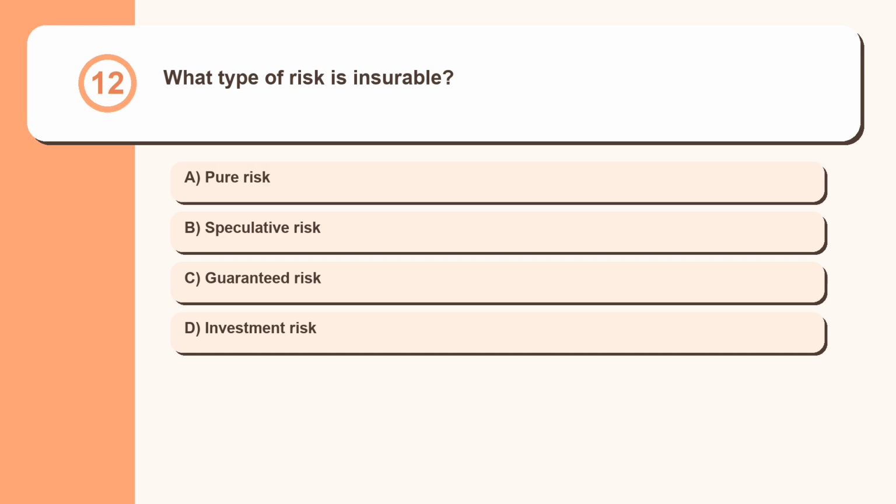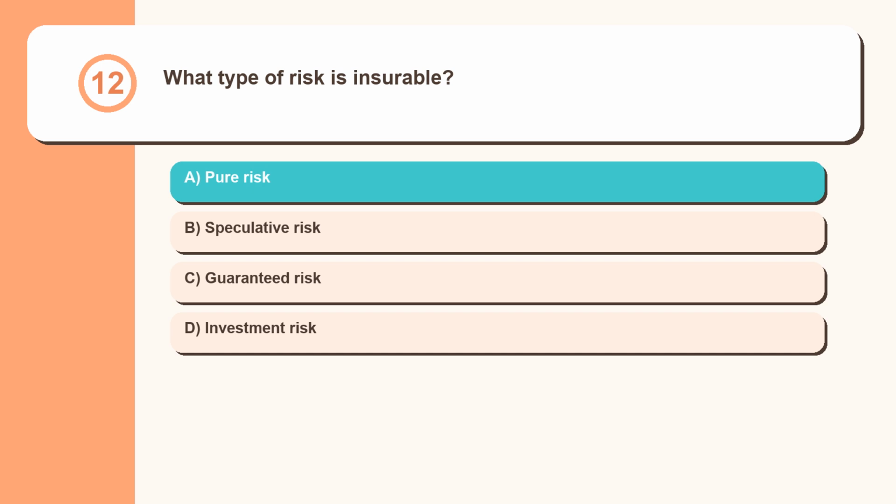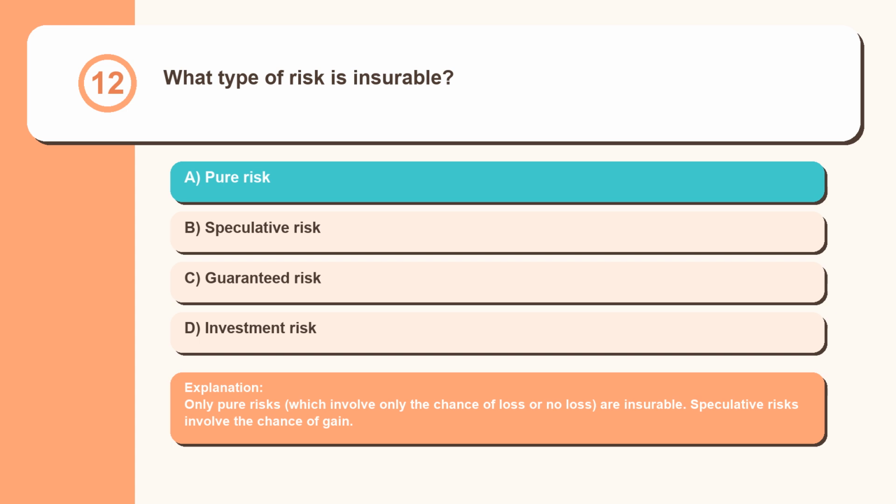Question 12. What type of risk is insurable? Pure risk, speculative risk, guaranteed risk, investment risk. Only pure risks, which involve only the chance of loss or no loss, are insurable. Speculative risks involve the chance of gain.